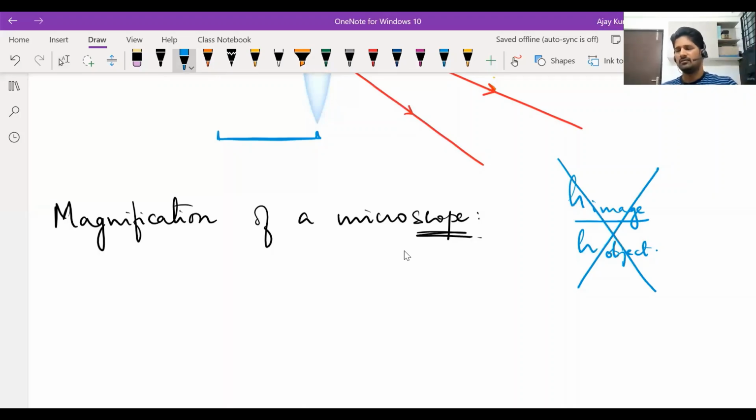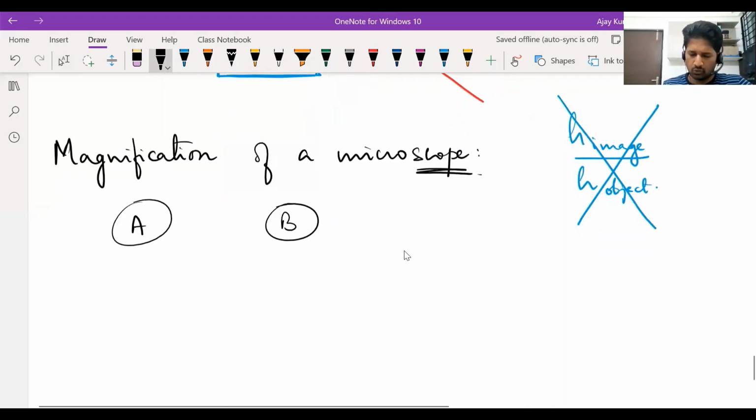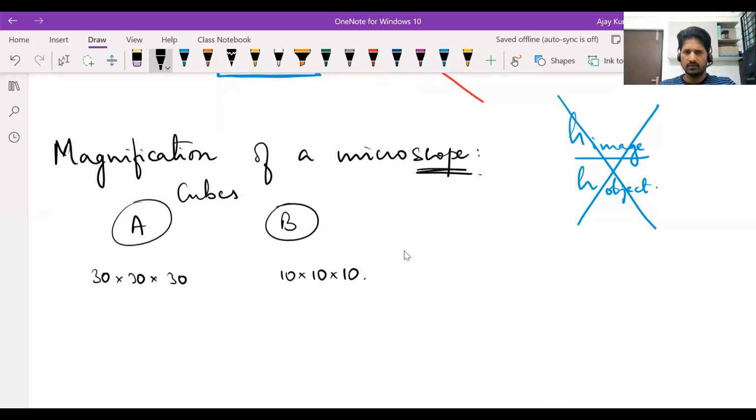See, one of you tell me, suppose there are two objects A and B. Let's say there are two cubes, A and B. A has dimensions 30 by 30 by 30, 30 centimeters each. And B has dimensions 10 centimeters by 10 centimeters by 10 centimeters. You know which is the bigger cube, which is the smaller cube. But just because A has bigger dimensions doesn't mean it will always appear bigger than B.